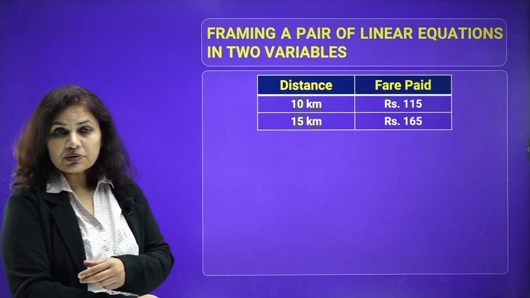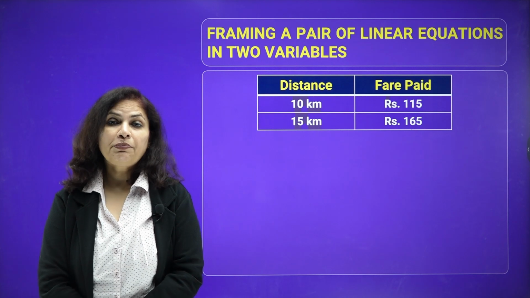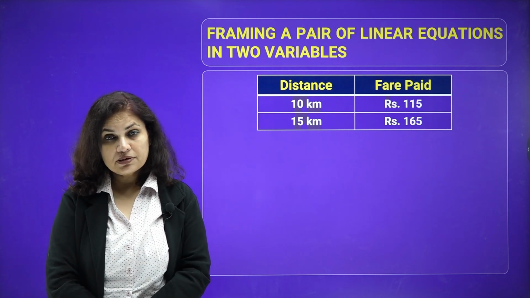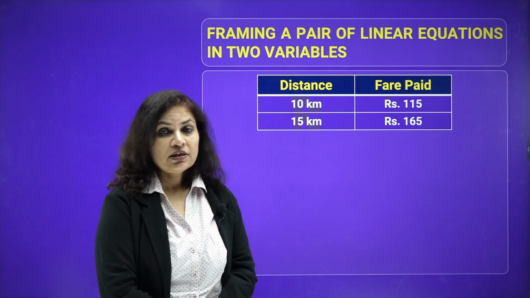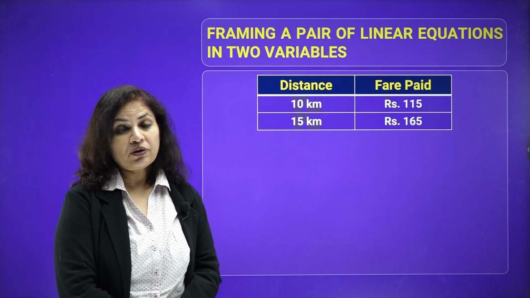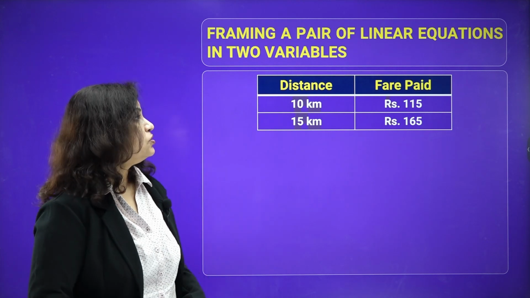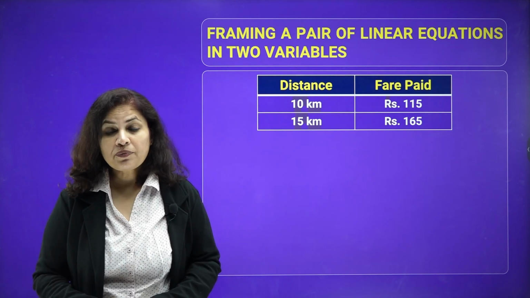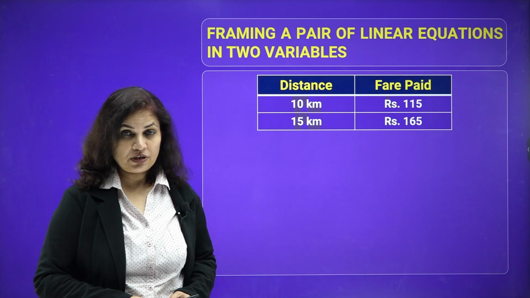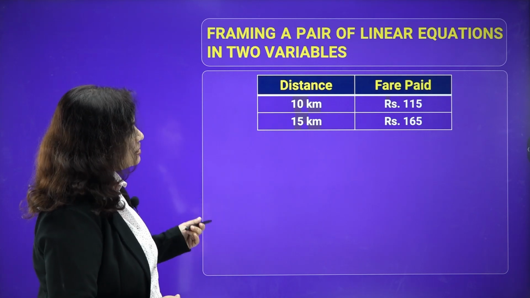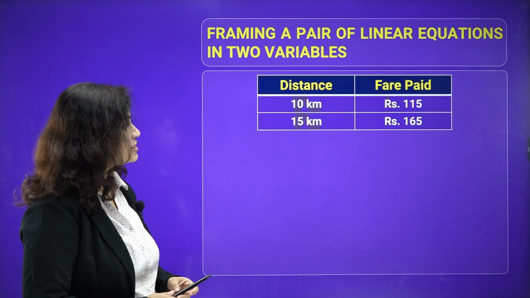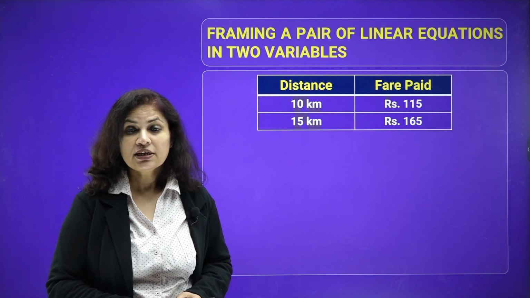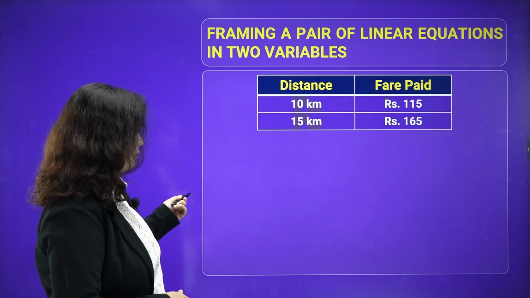Now, starting with an example, how to frame a pair of linear equations in two variables. Given the data, we have distance on one side and fare paid on the other side. So, two attributes are always represented using two variables. The distance travelled is 10 kilometers and the fare paid is rupees 115. When the distance covered is 15 kilometers, the fare paid is 165.